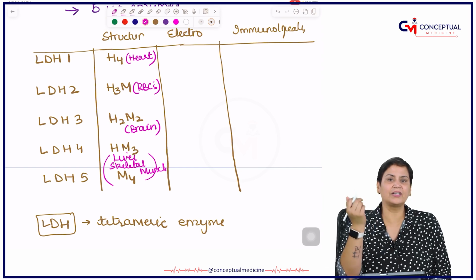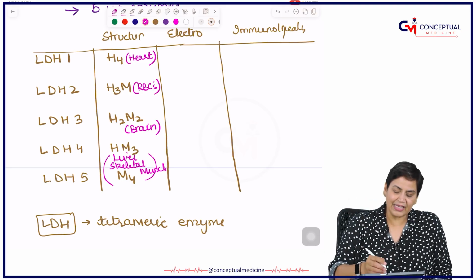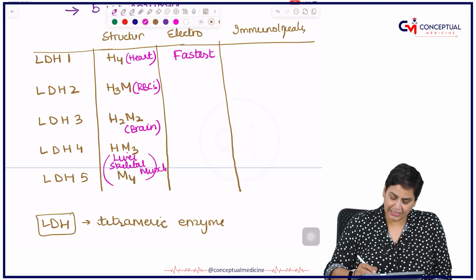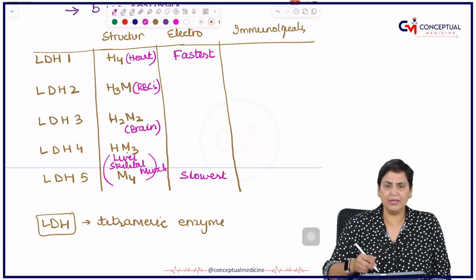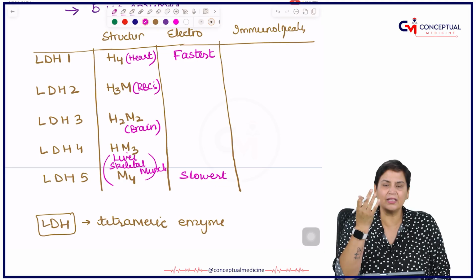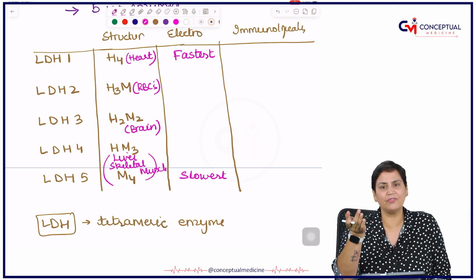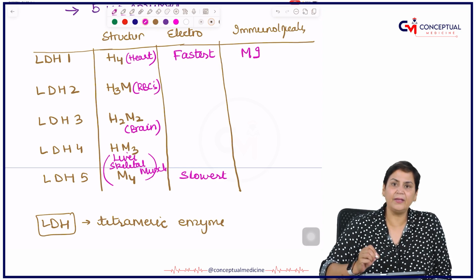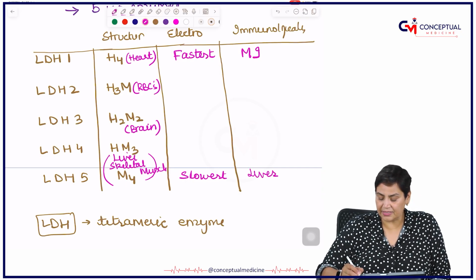Since their structure is different, that means their movement in the presence of electric current will be different. So, LDH1 is the fastest moving fraction and LDH5 is the slowest moving fraction. The rest are intermediate. Whenever we have to check the electrophoretic mobility in the serum, we have to see which one is the fastest moving, which one is the slowest moving. So, if LDH1 migrates faster, that is an indication of MI, and if LDH5 is moving faster, it is an indicator of liver diseases.